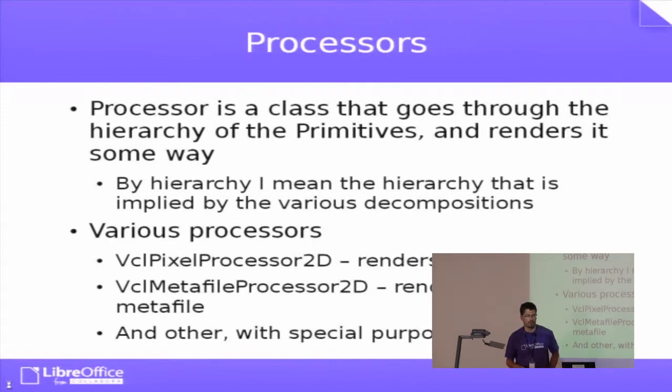Another one, which is quite important for printing and for metafile exchange, is the VCL metafile processor 2D, which creates VCL metafiles out of these primitives. And there are others with special purposes, for example for contours, or for hit testing. When you need to find out if the mouse was positioned over some primitive or not, there's a processor for that that acts according to the decompositions and finds for you if you are inside or not.